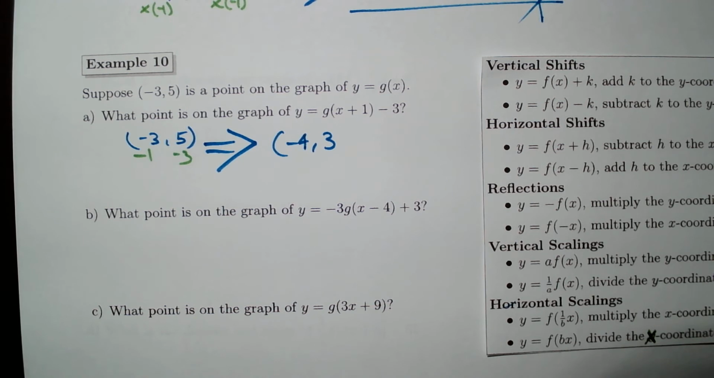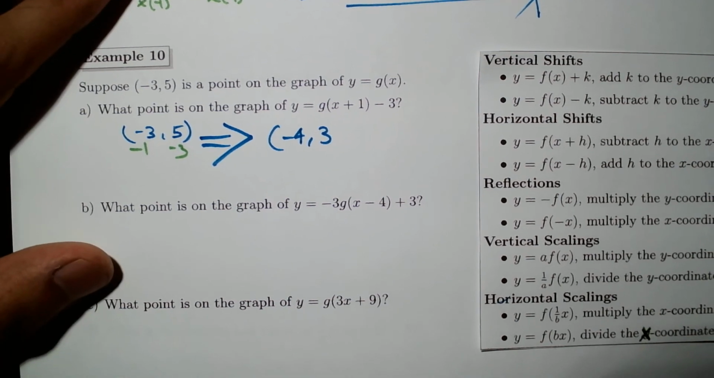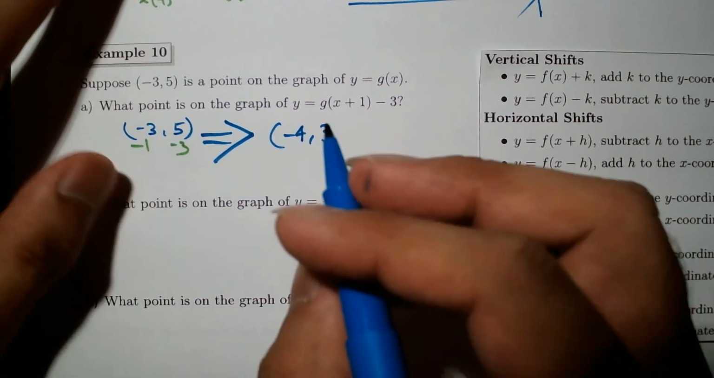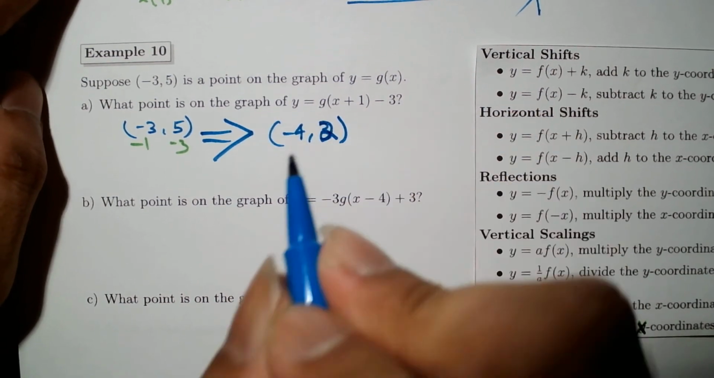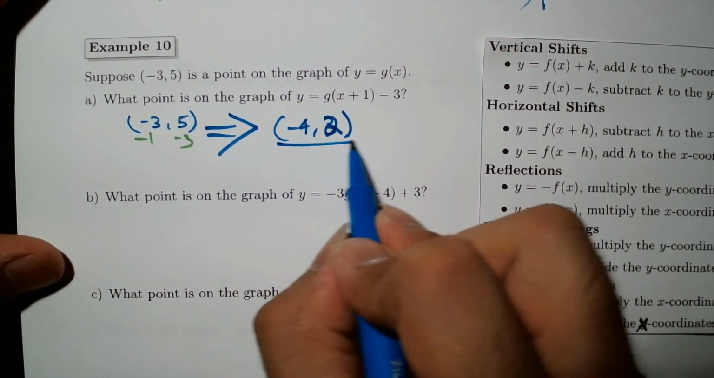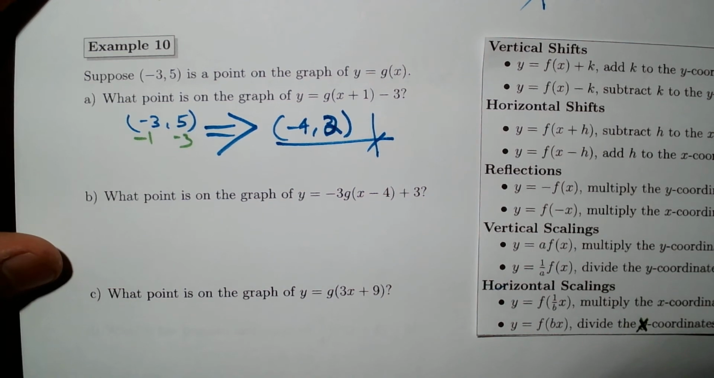So let's see what's next. Negative 4 comma... actually, no. This is going to be a 2. I did the wrong math. Never mind. Okay, what about the next one?